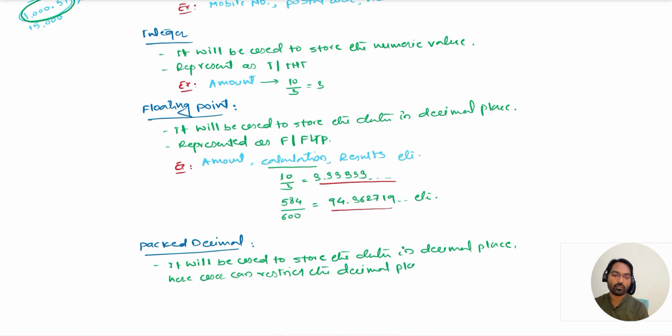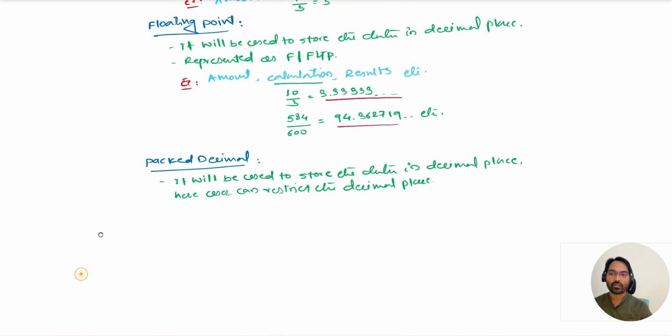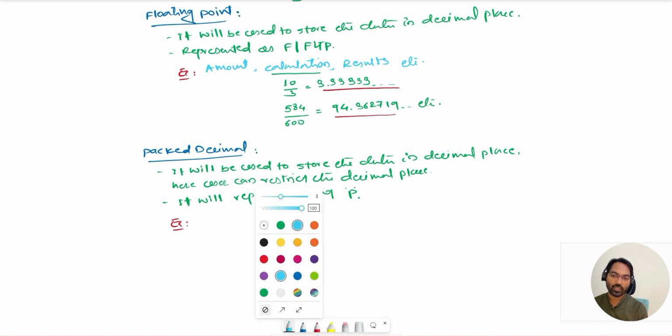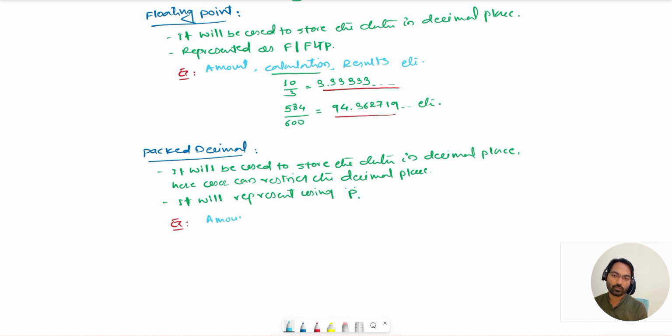Now, what is the meaning of restriction? And it will always be represented by using P. Now, for example, you can store an amount with it if you want to store. You can store a calculation also.